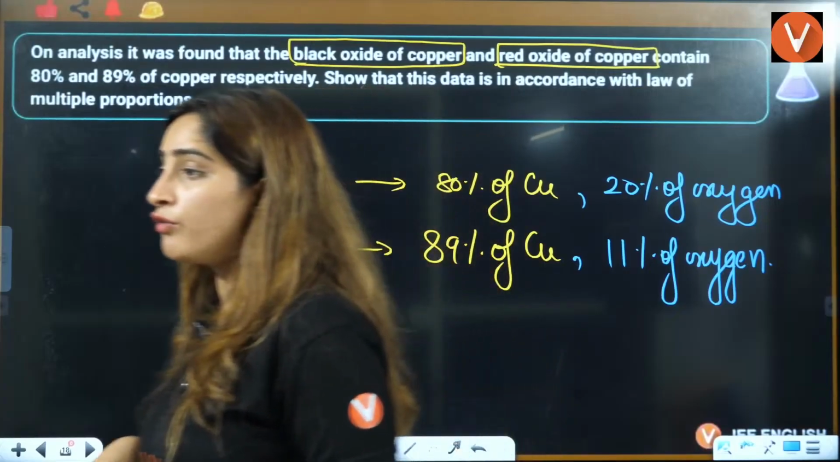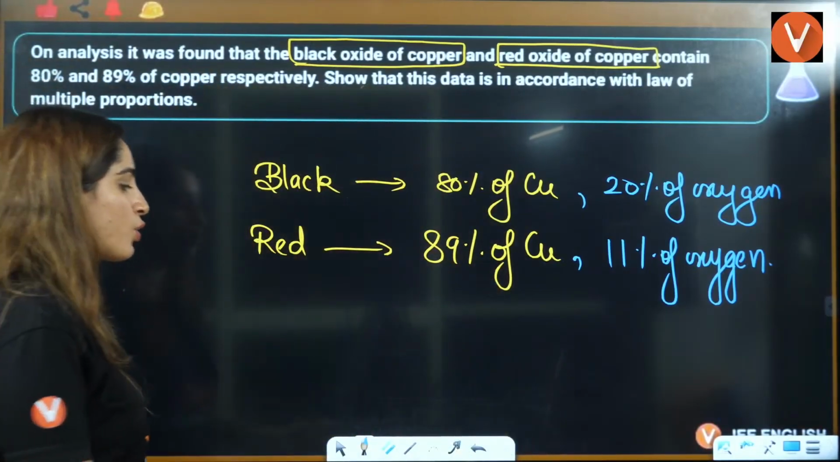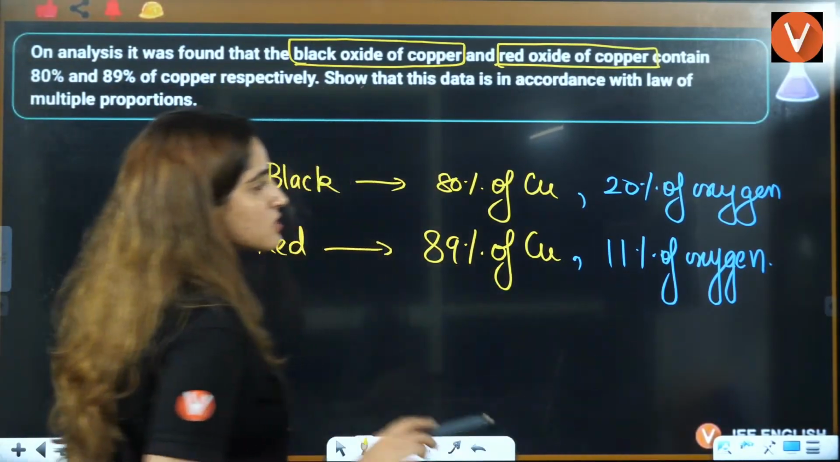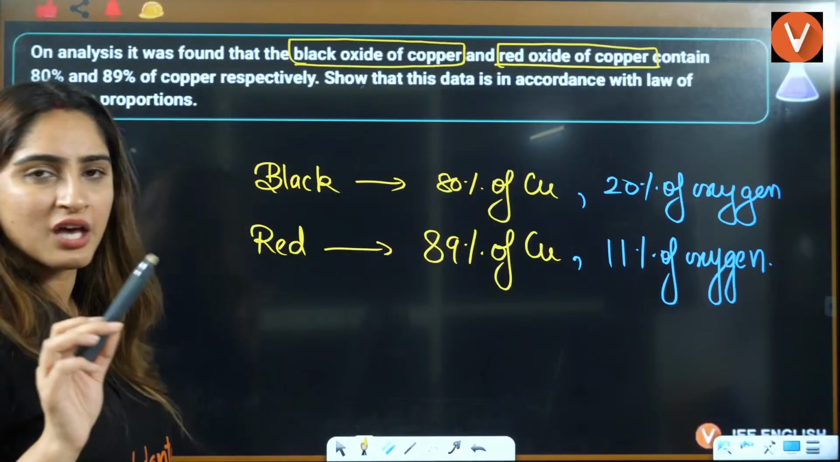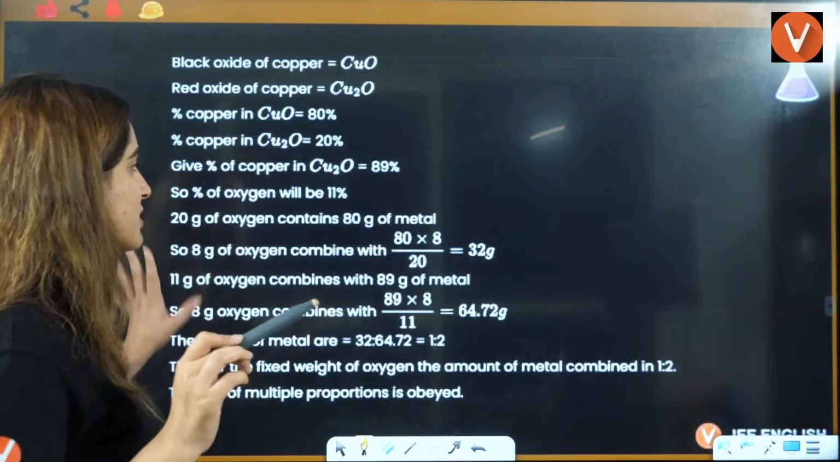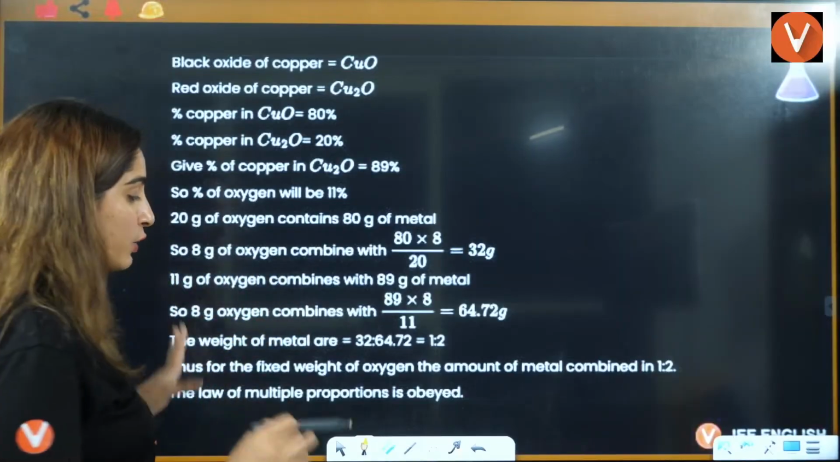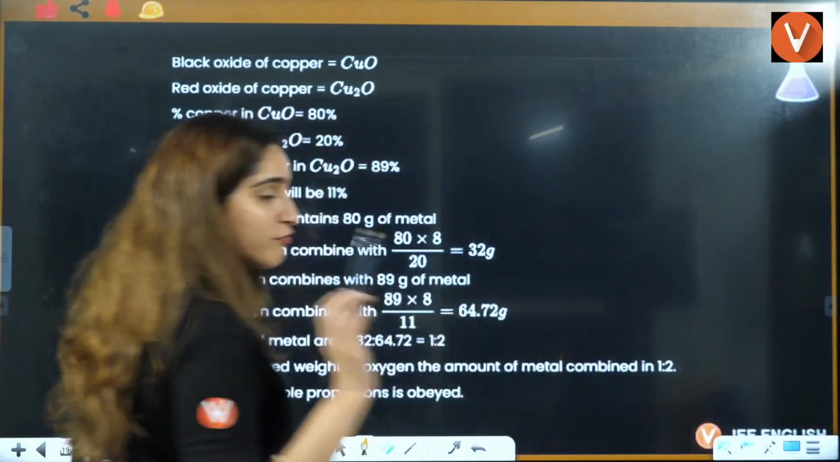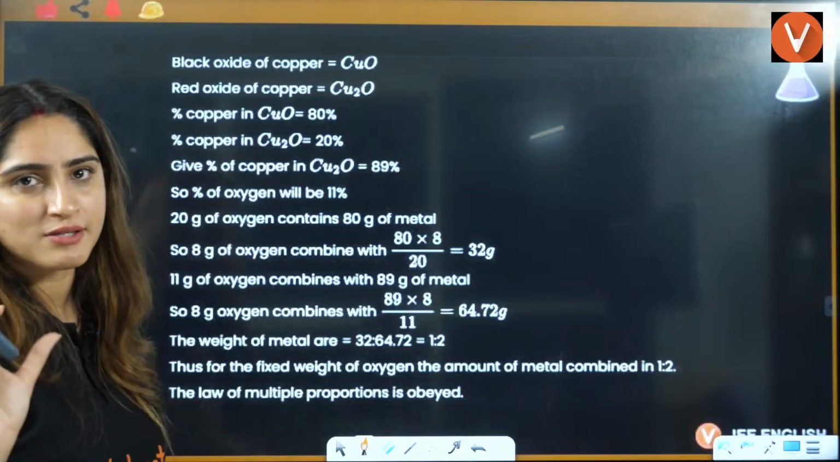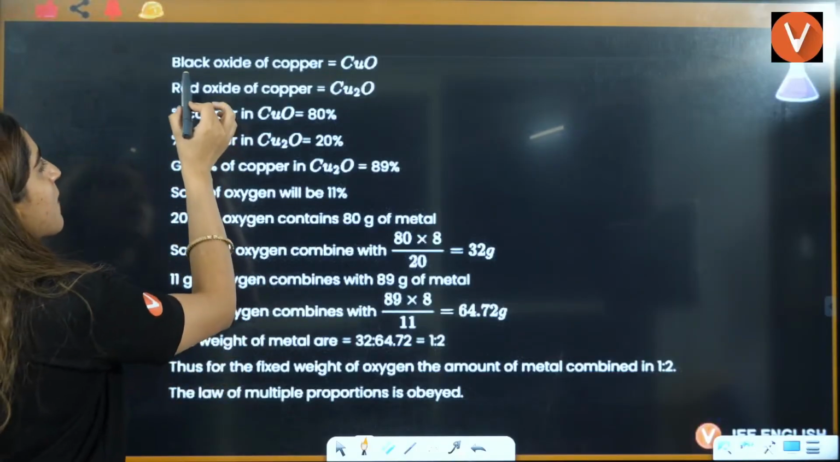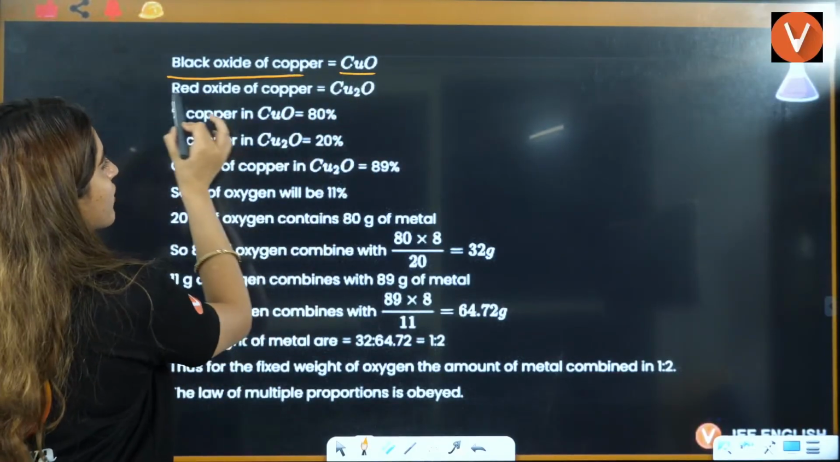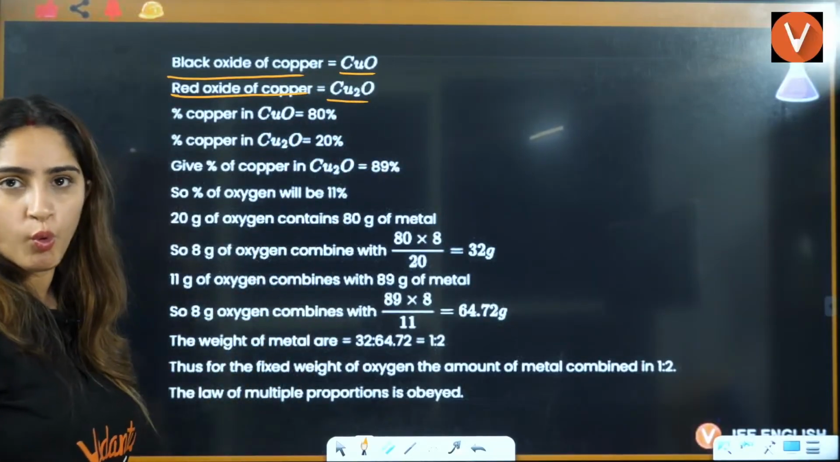Now, firstly, you can either find out the ratio, or you can just extend this to percentage and then find it. It's totally your choice. But we need to fix one thing that you should remember: copper or oxygen, you have to fix it. Mass should be fixed. Black oxide of copper is CuO, red oxide of copper is Cu2O, right?